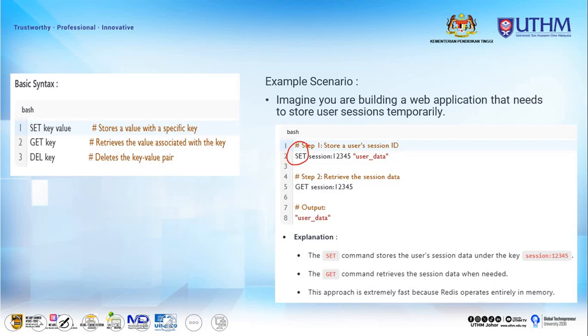After you set the session, you need to get the session. In order to retrieve the session, you just use the keyword get with the session ID. So the output will be user data. The set command here stores the user session, and the get command retrieves the session data when needed.